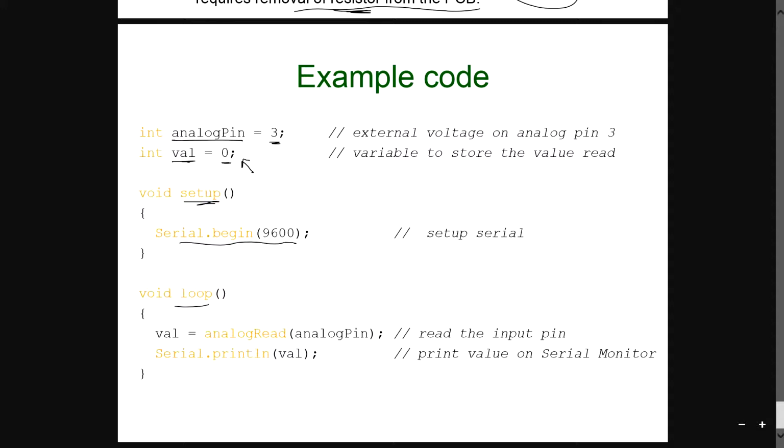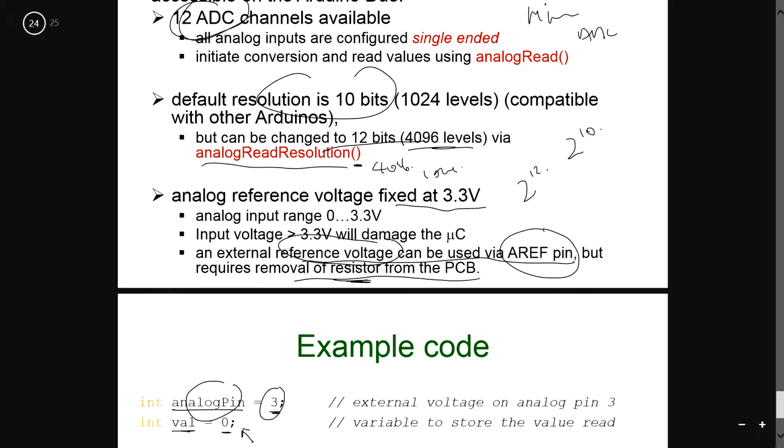And the void loop. Within the loop itself, you set the value equal to analogRead, so you read your particular pin, and then you Serial.print your reading. So it's just simply that. You set your analog pin equal to pin 3, and after that you can straight away read. So I don't think you'll need to connect to the AREF pin unless required.